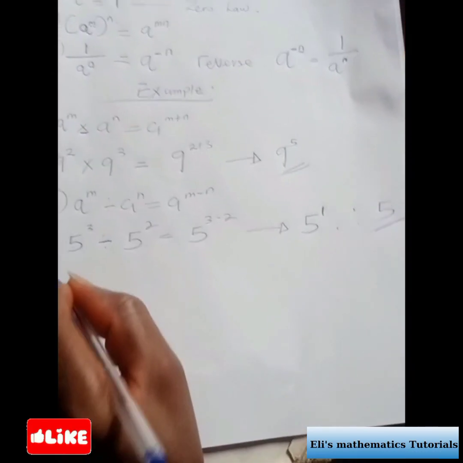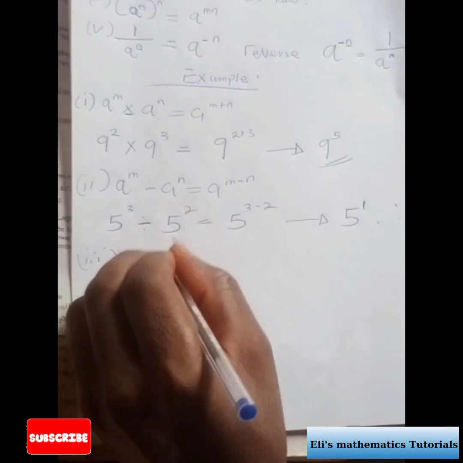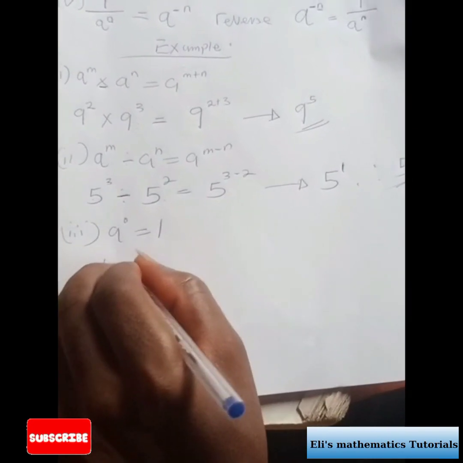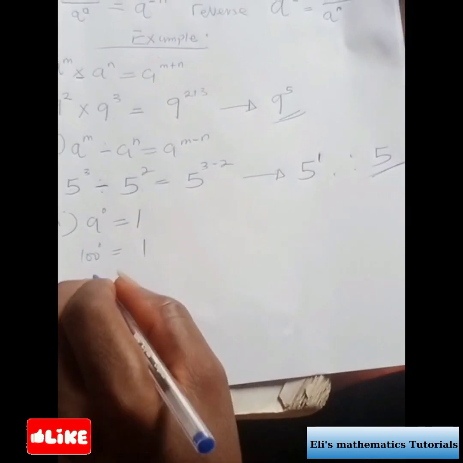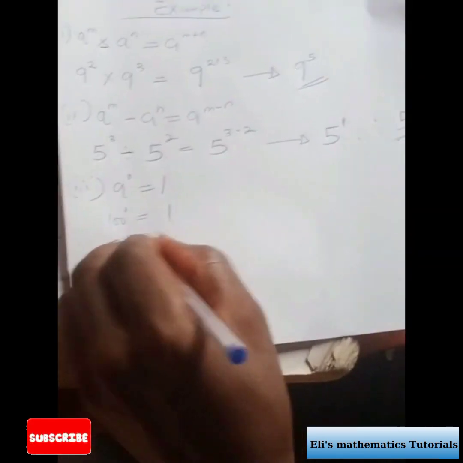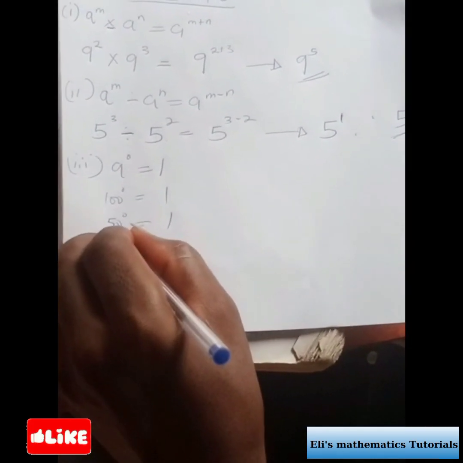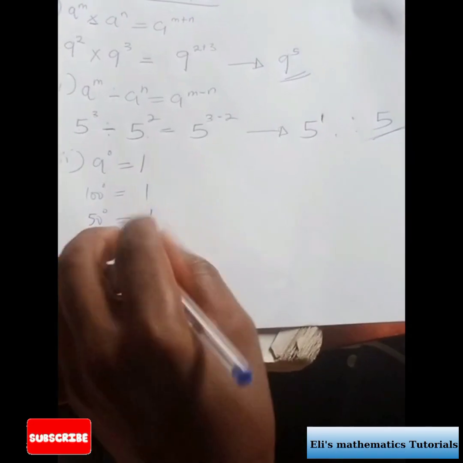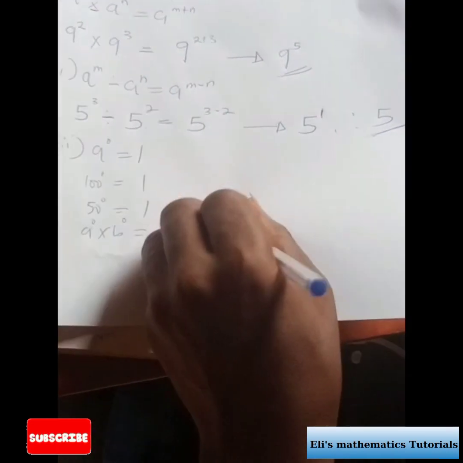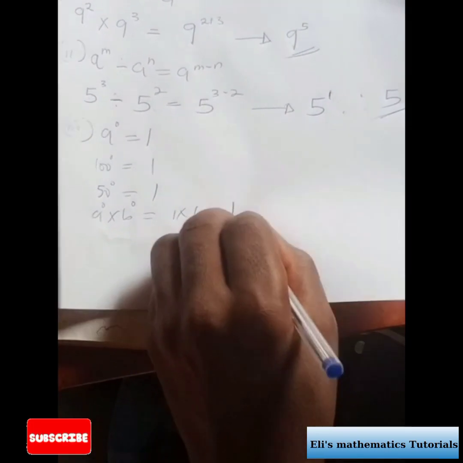Then in law 3, this one is self-explanatory, that anything raised to power 0 is 1. So if we put 100 raised to power 0, it is 1. If we put 50 raised to power 0, it is 1. If we put x raised to power 0 times b raised to power 0, this becomes 1 times 1, which is equal to 1. So this is the law.